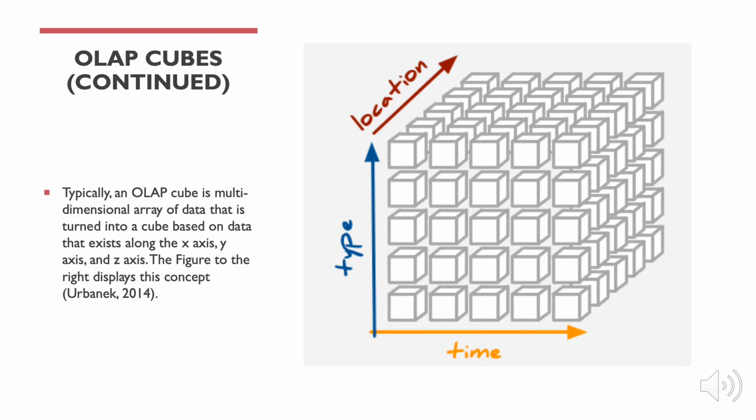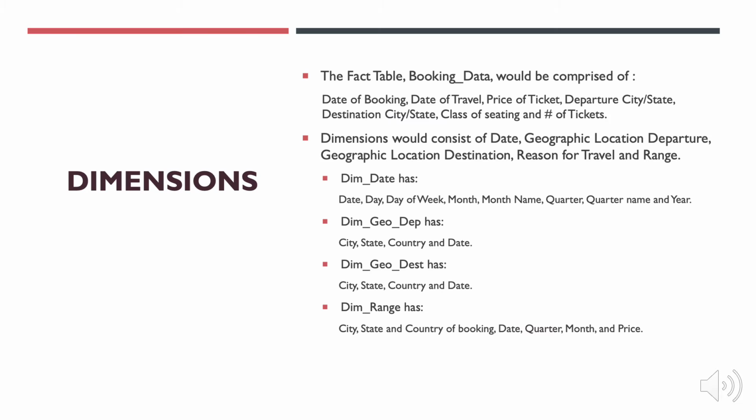Typically, an OLAP cube is a multi-dimensional array of data that is turned into a cube based on data that exists along the X, Y, and Z axis. The figure to the right displays this concept with location, type, and time. Next up, we have dimensions.